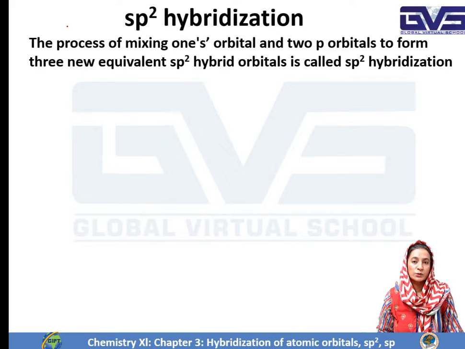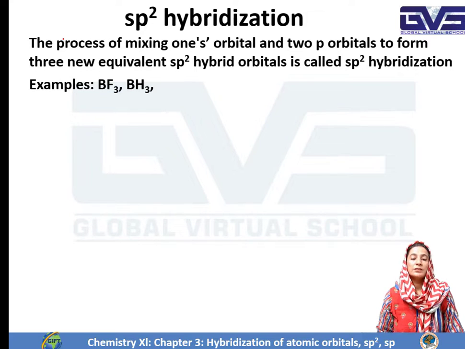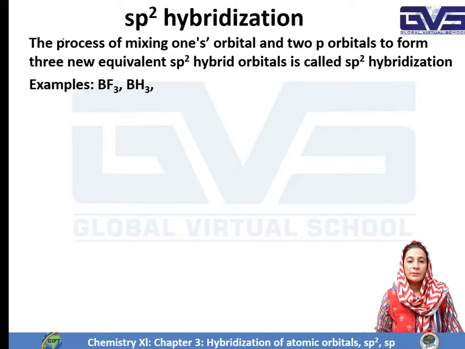So first of all, sp2 hybridization, this is just like sp3. The difference is that sp3 was the mixing of 1s and 3p, and in sp2 it is the intermixing of 1s and 2p atomic orbitals to form 3 new hybrid orbitals, that are called sp2. The 2 in p2 stands for sharing of 2p orbitals, and the single s stands for sharing of only one s atomic orbital. So examples are BF3 and BH3, it can be BCl3.